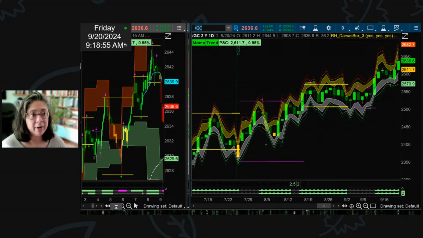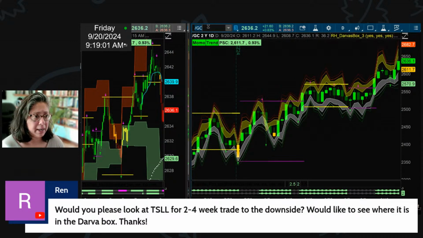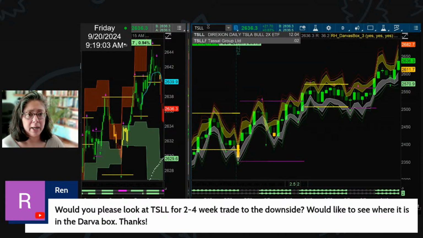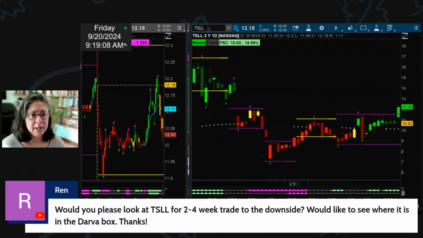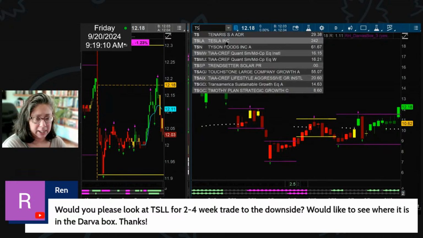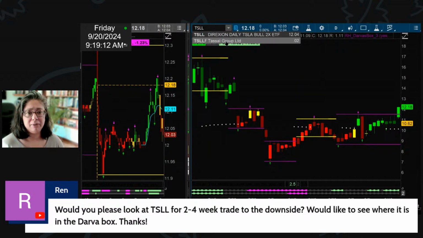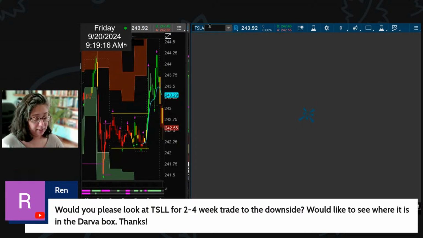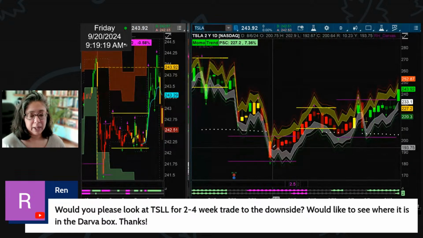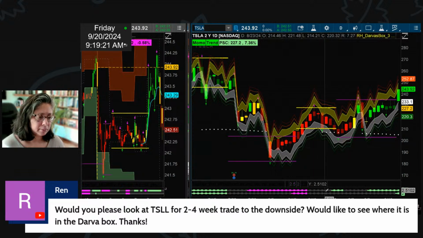All right. Next up is, bear with me, Ren asked about TSLL. Okay. I don't play the directional ETFs very much, Ren. So the way I would look at something like TSLL, for those of you that don't know what it is, this is a Tesla 3X, right, Ren? So I'm going to look at just Tesla. TSLL is really just a play on TSLA.